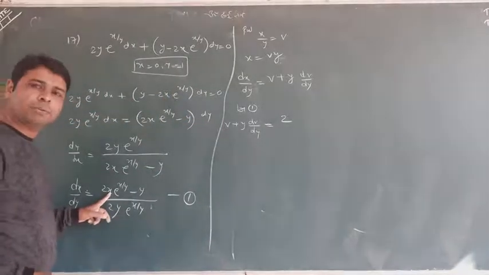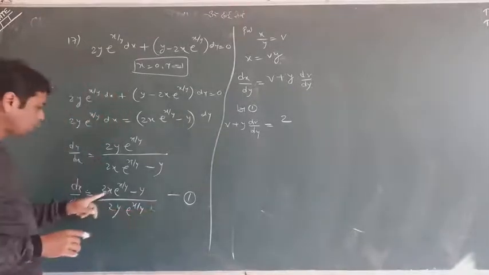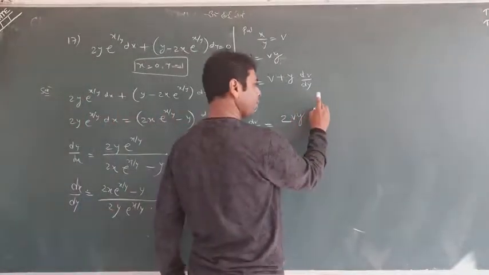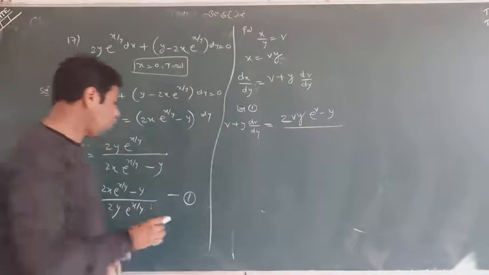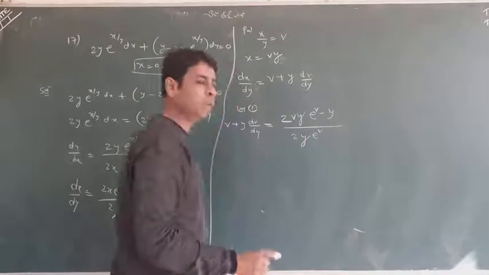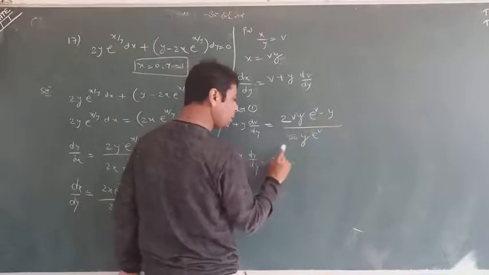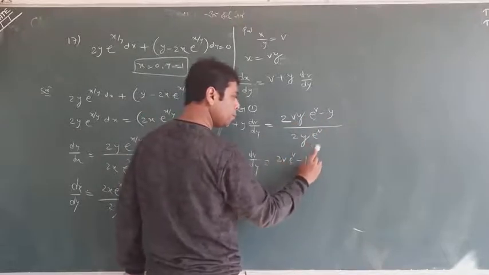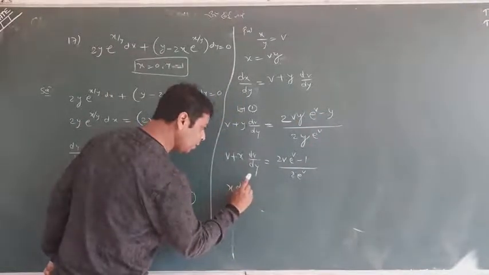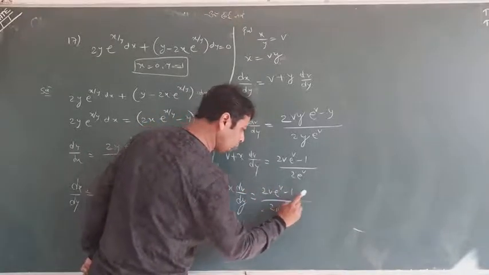This x will be eliminated afterward. This x by y, I'm writing the whole thing, don't worry about it: x equals vy, so 2 e to the power v minus y upon 2y e to the power v. This situation has come. So v plus y dv by dy equals, taking y common, 2v e to the power v minus 1 over 2 e to the power v, all y is cancelled. Now what do I do? y dv by dy is equal to 2v e to the power v minus 1 upon 2 e to the power v, minus v.